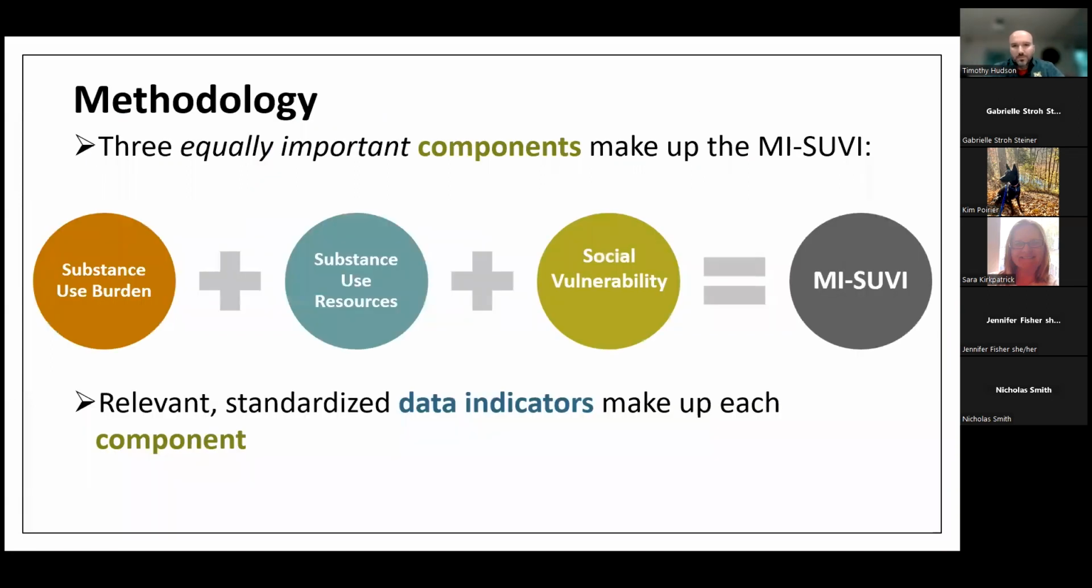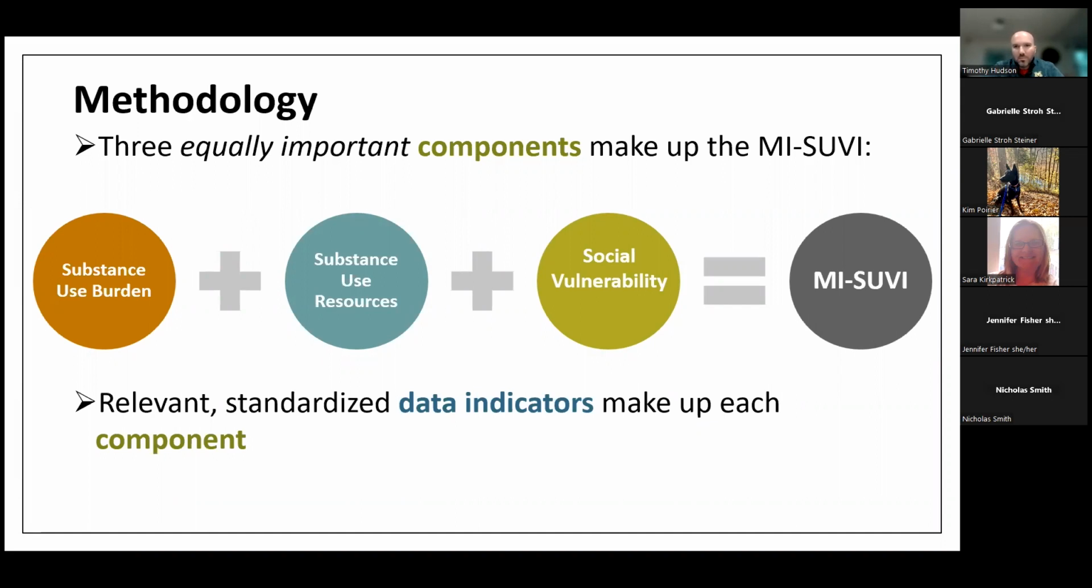So I am going to jump in now to the methodology. I'll try not to get too far into the statistical weeds. Sometimes it's a little hard not to as an epidemiologist, but I'll try to keep it high level. So essentially the MySUBI functions as a composite index score, which is just a single score that takes multiple different indicators, standardizes them, and then adds them together. So you get a single final composite score that is affected by different data indicators that aren't always initially on the same scale.